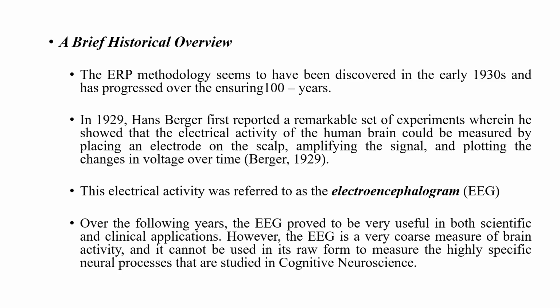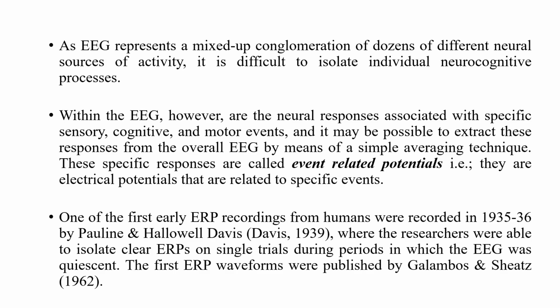There is always electrical activity in the brain and it's a summation of a bunch of processes that are going on. But if you want to know what is happening in the brain contingent to a specific stimulus, then you cannot work with the raw EEG form. You will have to devise new methods. You have to devise a sharper way of analyzing this data, which is basically what we're going to talk about. As I was saying, EEG represents a mixed up conglomeration of dozens of different neural sources of activity. It is difficult to isolate individual neurocognitive processes from the electroencephalogram.